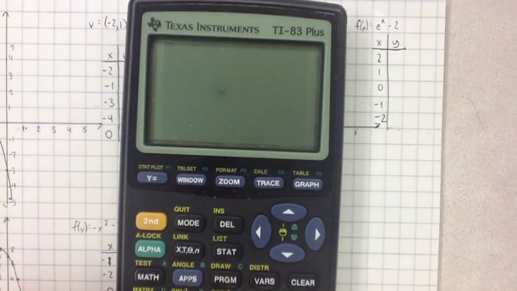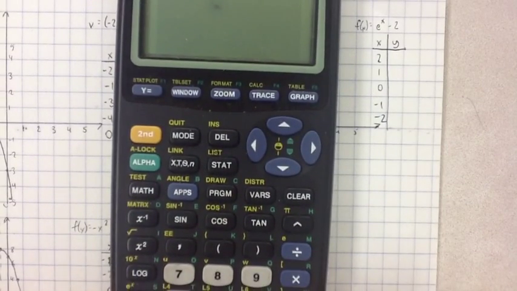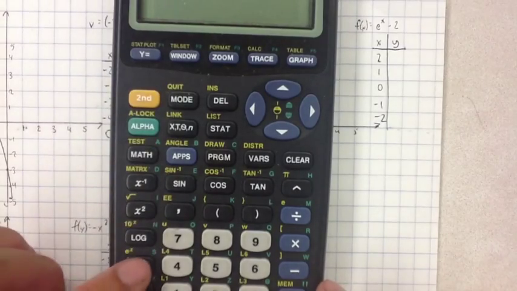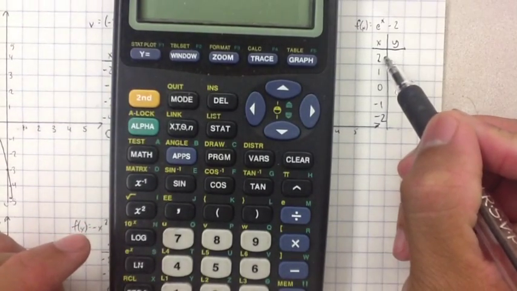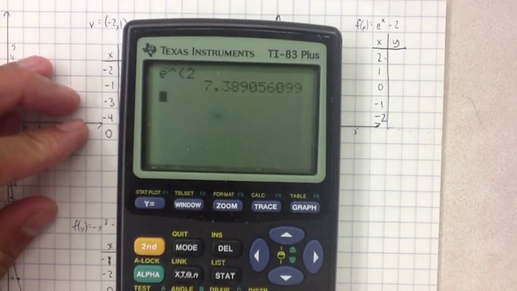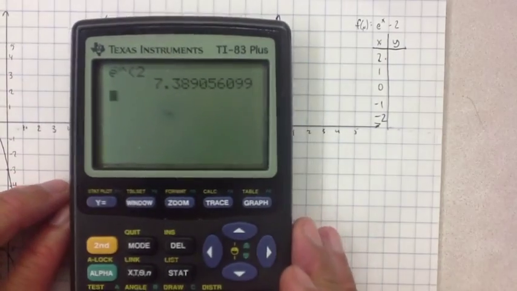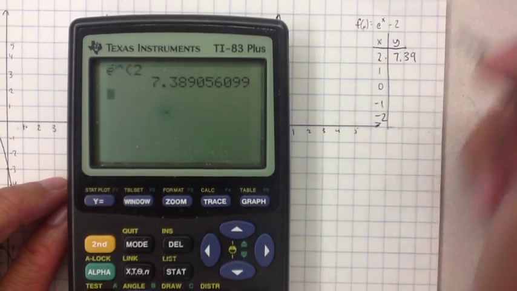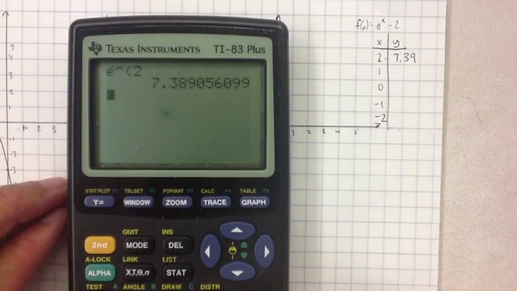To graph things e to an x power or ln of something, I'm going to need my calculator, and I'm going to find that button way down here. So this e to the x. I'm going to press second, e to the x, and the first number that I'm going to plug in is 2. It's going to look like that, and when I press enter, I get 7.389, so that's my y, 7.39. Let's round it.